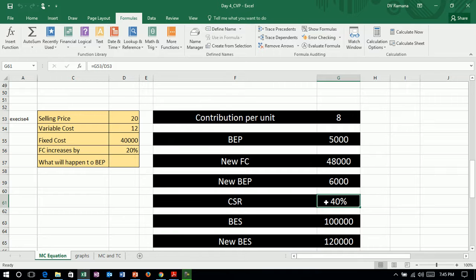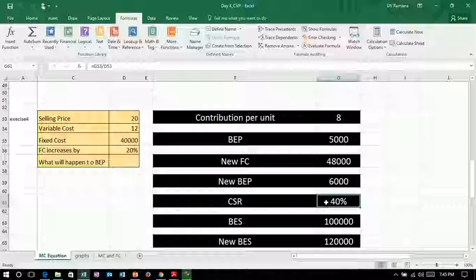If any cost component, whether fixed or variable, changes, it will have an effect on the break-even, and it will have an effect on profit. So therefore, it is necessary to understand the relationship between cost, volume, and profit.